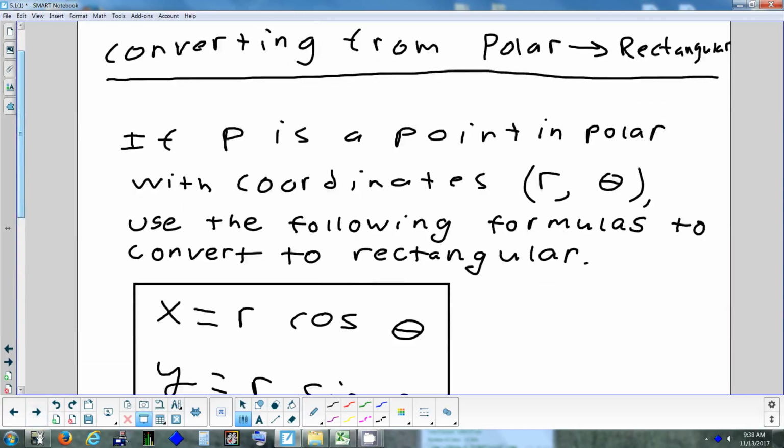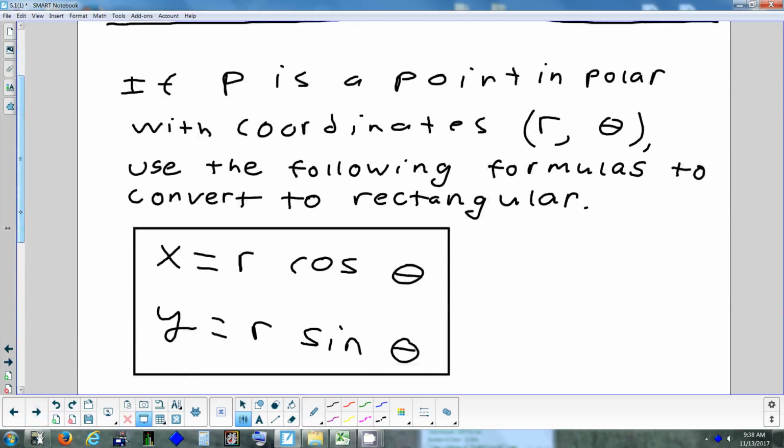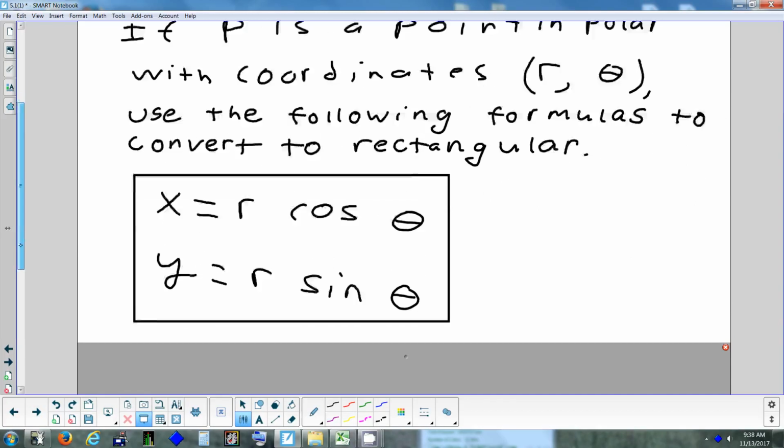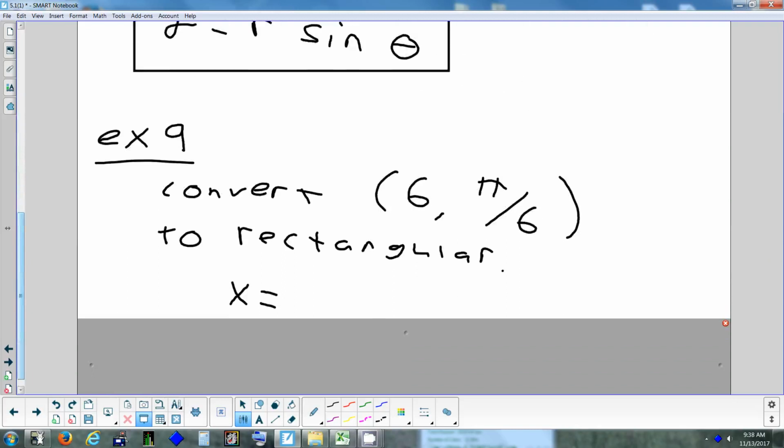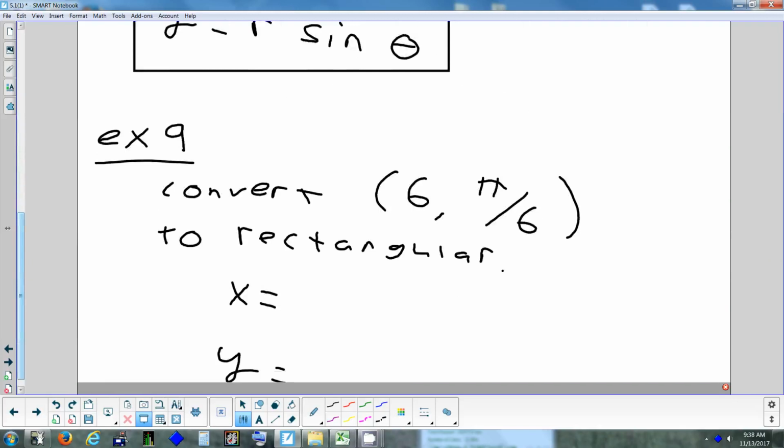All right, so that's what we just went through. So if you've got a point in polar, they give you r and theta. Use the following formulas, which you just wrote down, to convert to rectangular. All you really need is what's in the box. Let's try this one. Now, if you're using a calculator, there's really no need to convert radians to degrees. You just change the mode on your calculator and type it in that way. I think converting radians to degrees is an extra step, a step you could make a mistake on.